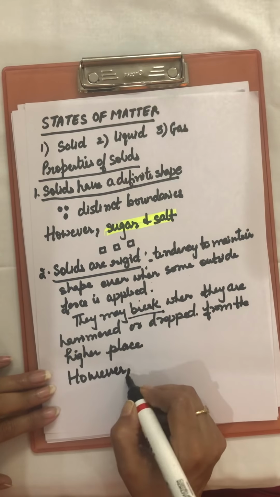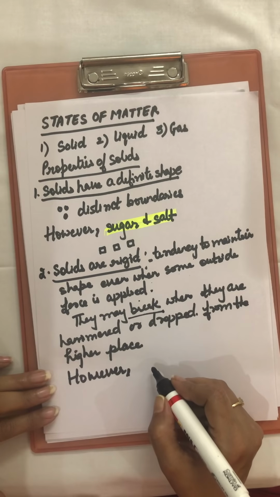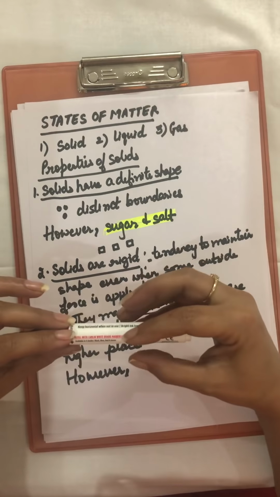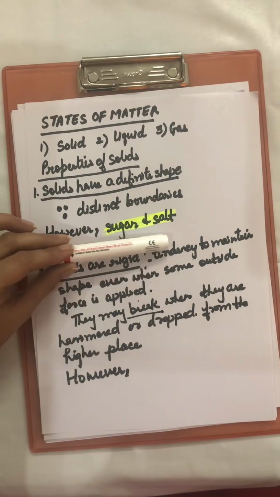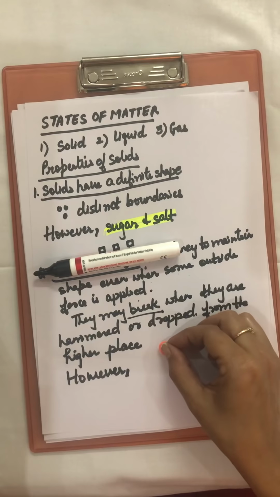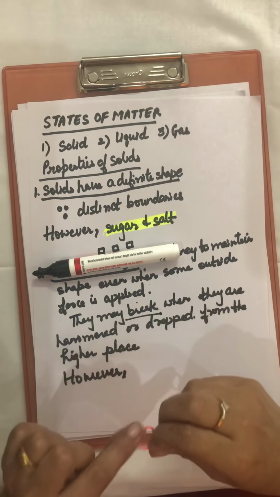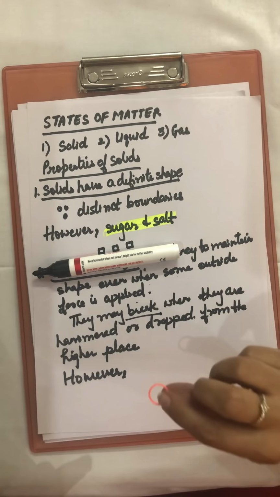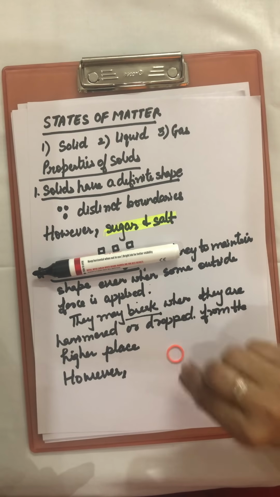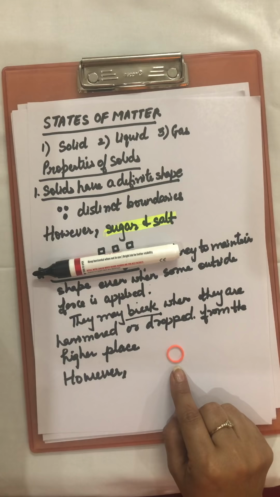However, some solids may change their shape under the influence of an external force. Like this pen, when we apply external force, it is retaining its shape. But if we take this rubber band and try to pull it, see, its shape is changing. But the moment I am removing this external force, it regains its shape.